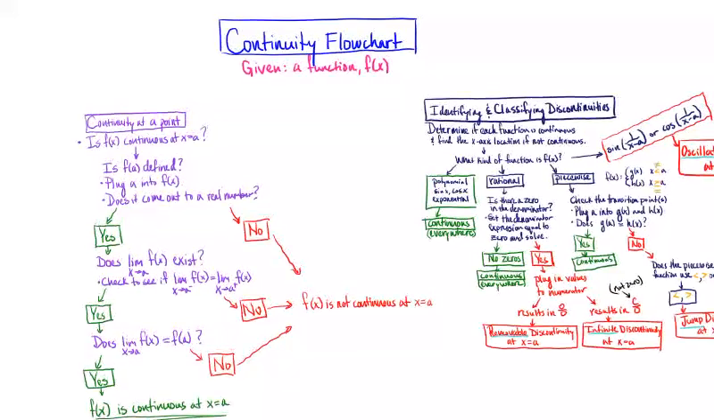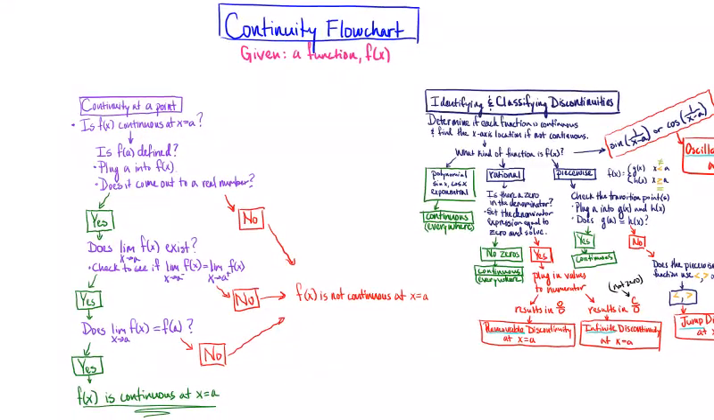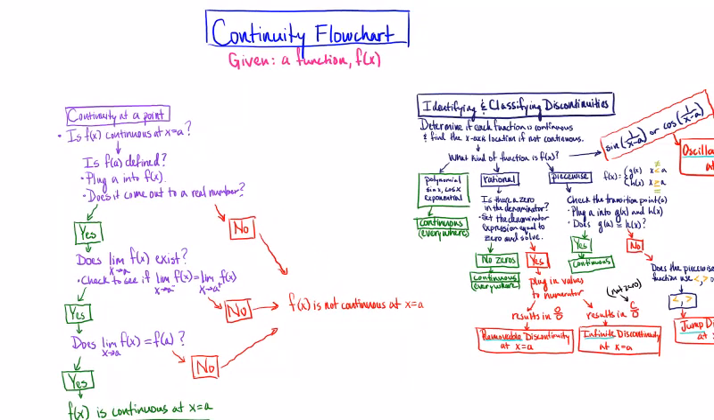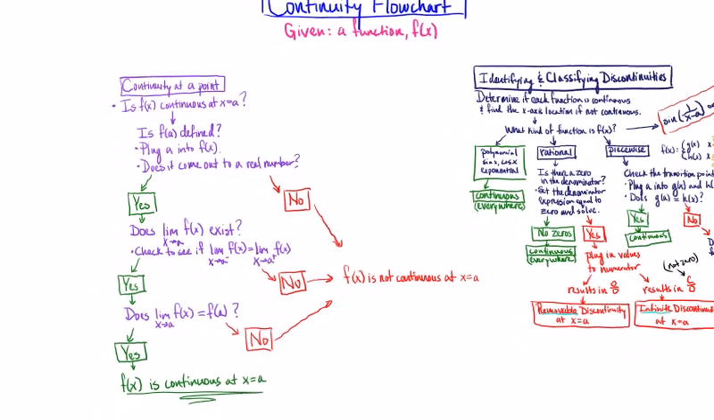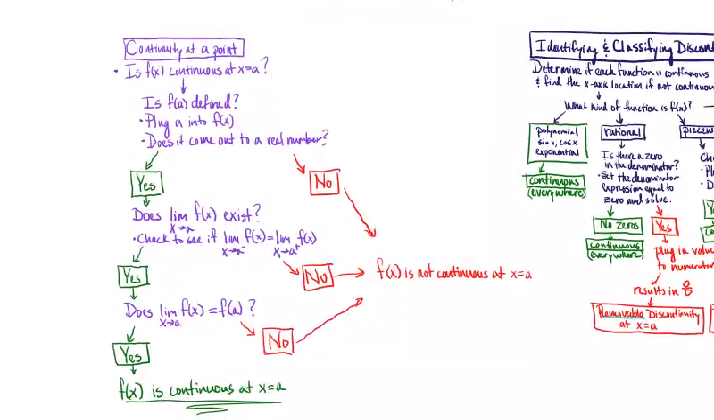First of all, I think you could do it in 2 or 3 different ways. One way is, I think the two distinctions you have to make are continuity at a point, or identifying and classifying discontinuities. They're kind of 2 different types of problems to some extent, even though they're definitely related. So continuity at a point, that's where you go through our checklist of items.